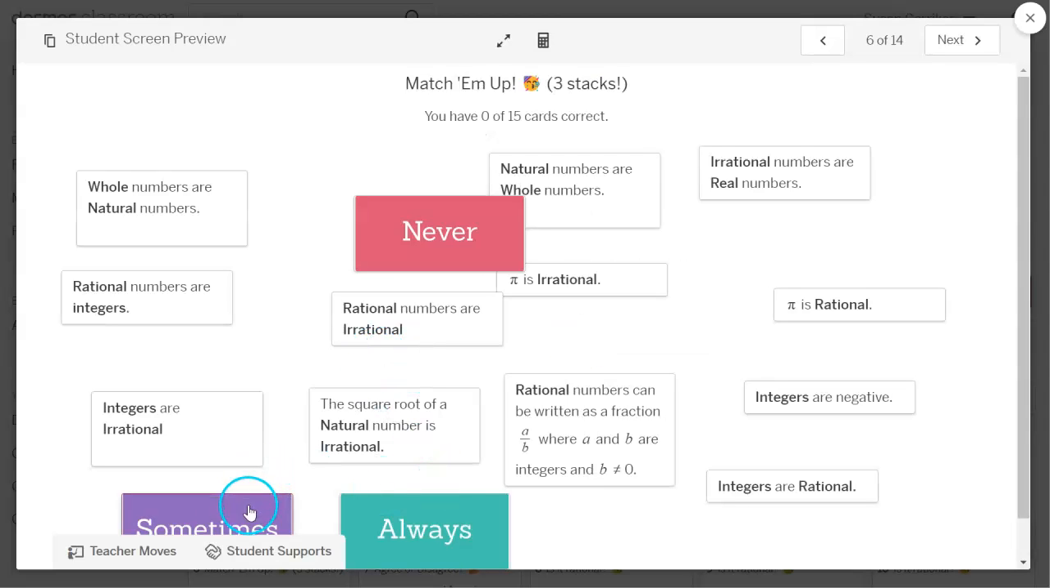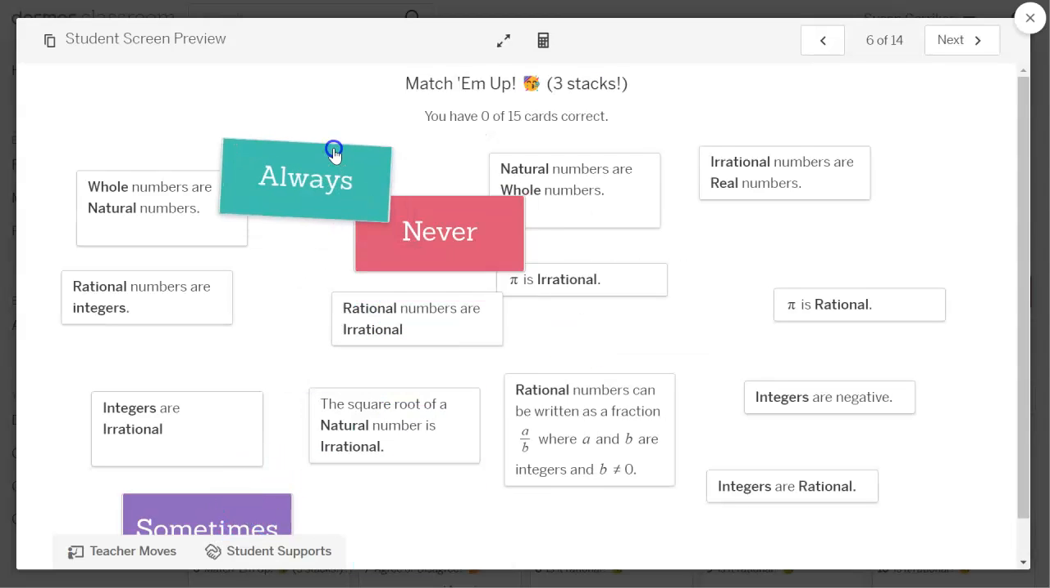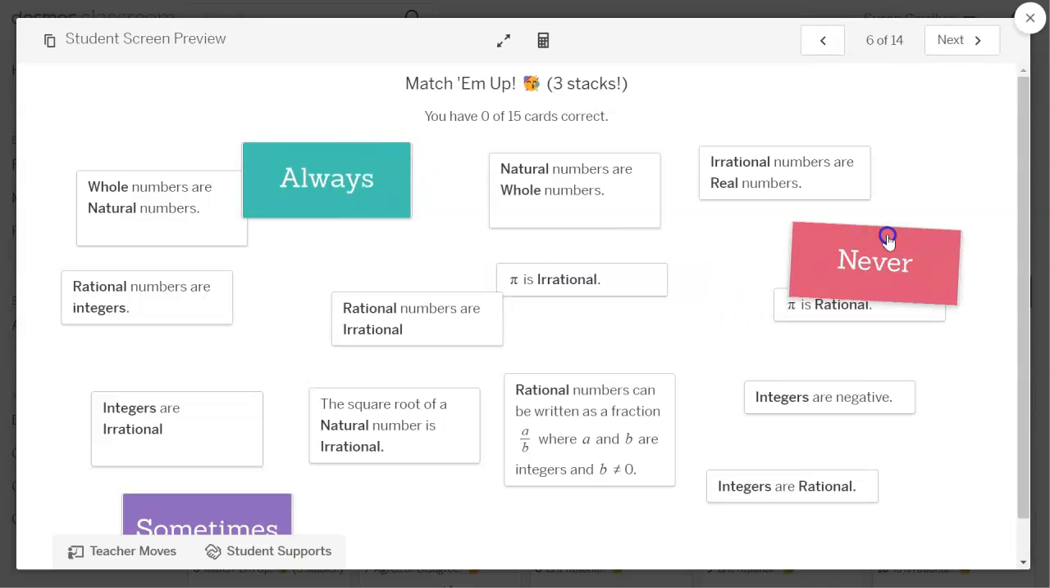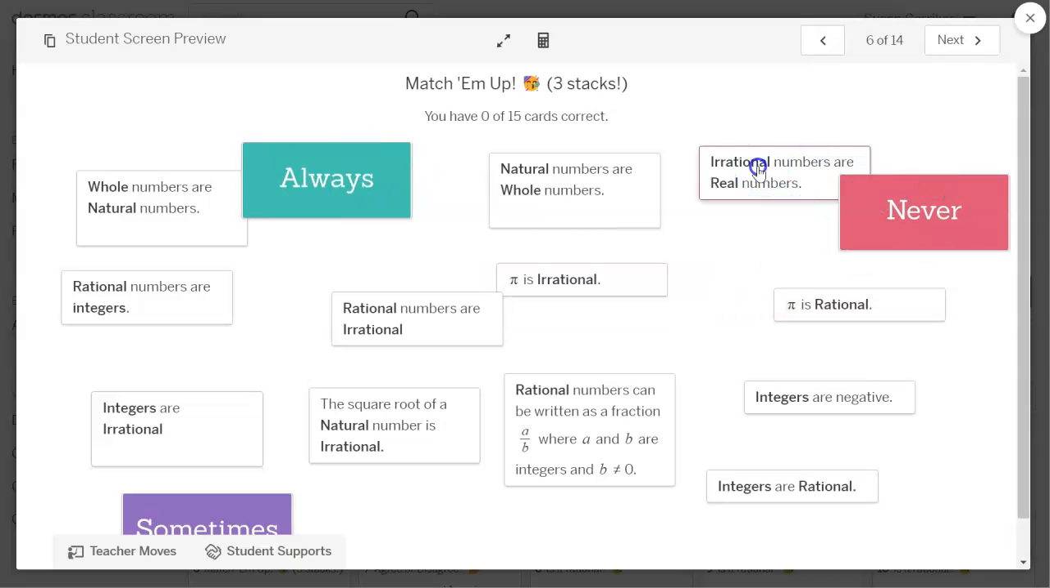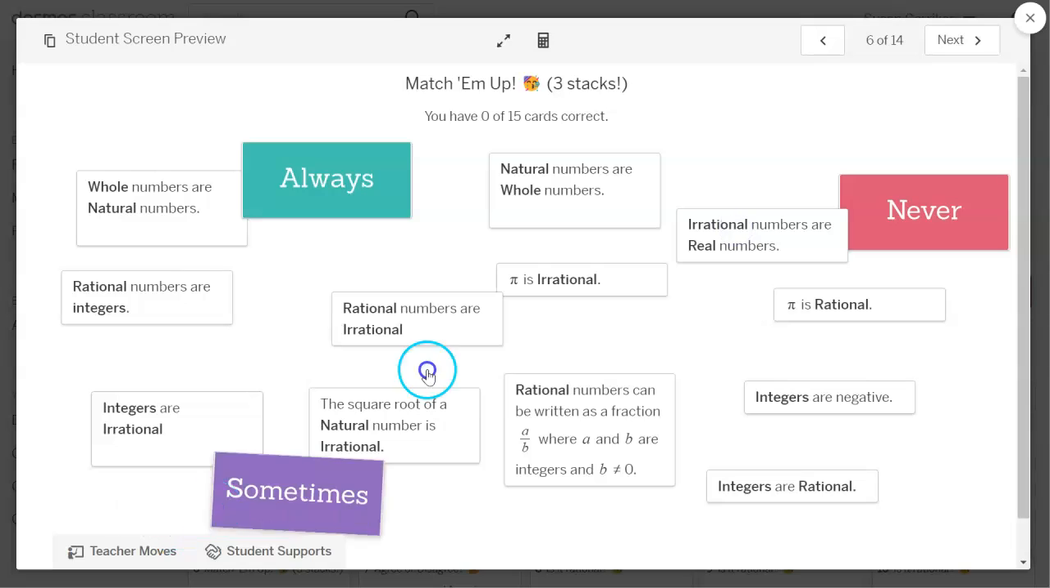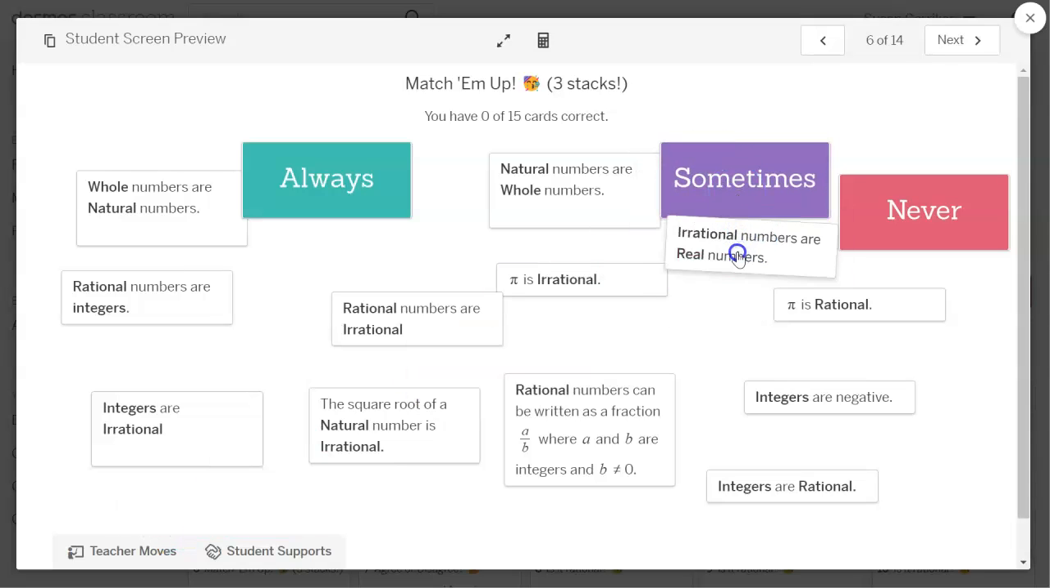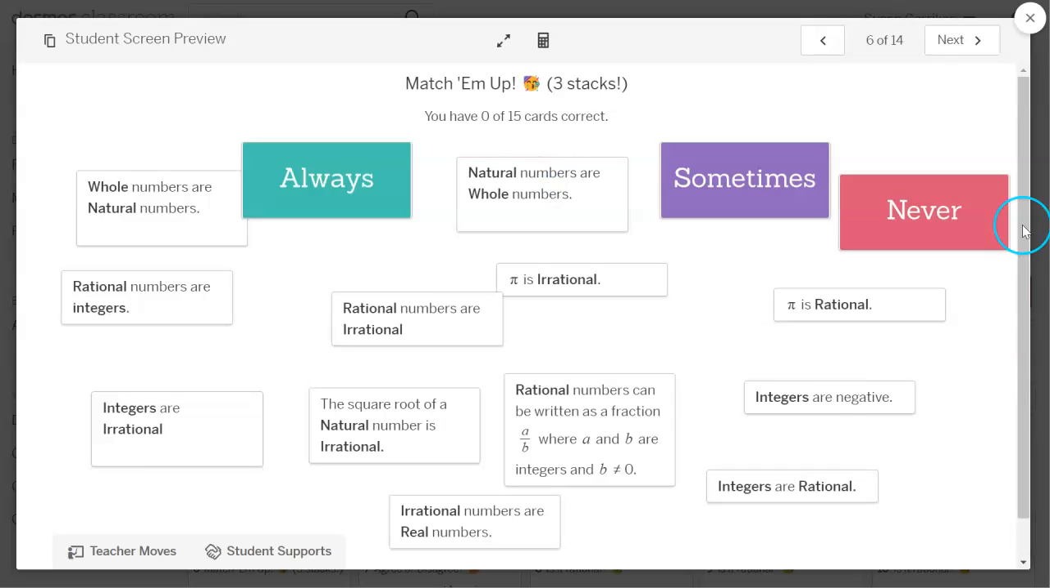On this one, they're going to match them up. They have always, sometimes, and never. I would spend probably quite a bit of time on this and have lots of discussions. Have the kids talking about it in their teams with each other as they work through this. Yeah, this is really an important slide because this really gives you insight into whether they truly understand what it means.